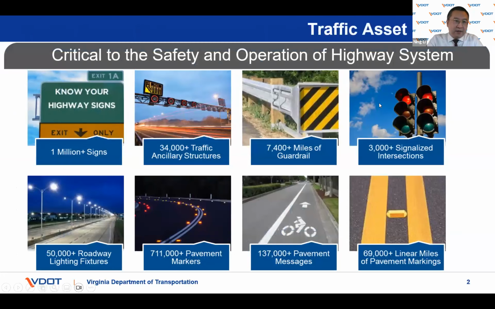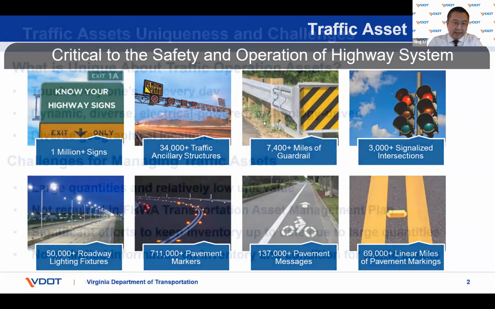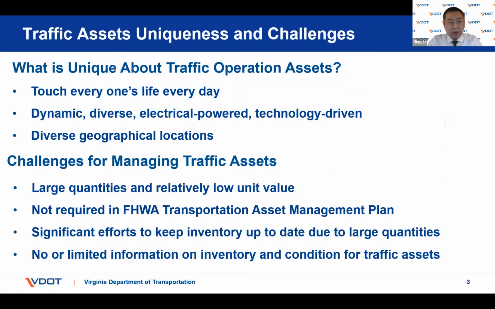So these traffic assets are critical to the safety and operation of a highway system, and they are very unique as compared to bridge and pavement. First of all, they touch everyone's life every day. We all rely on traffic signals and signs to get to work or destinations. They are also dynamic, diverse, some electric powered and technology driven. They're also in diverse geographic locations. They are either in the pavement, like markers, or over the bridge, or on the roadside, like guardrails. So it's a lot of challenge to manage all these diverse traffic assets.